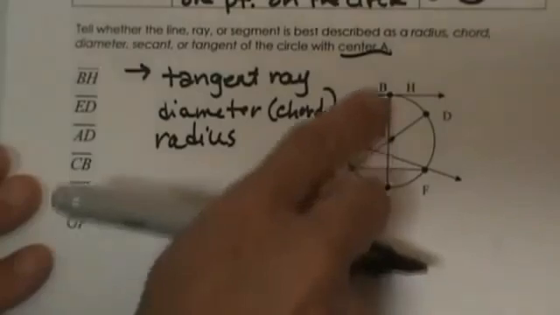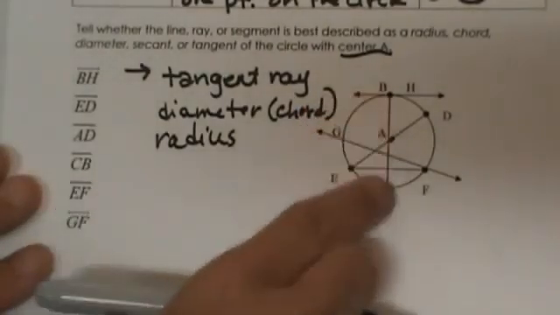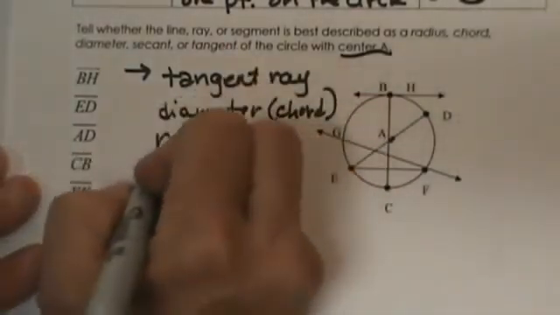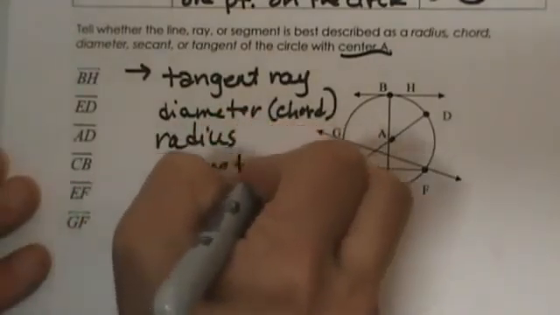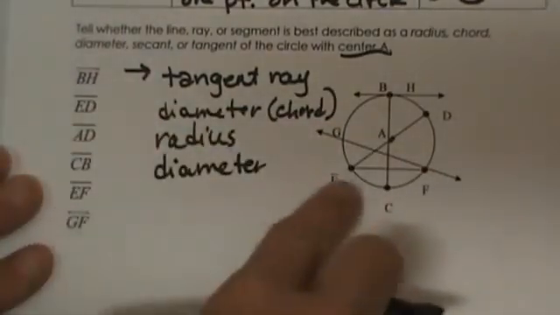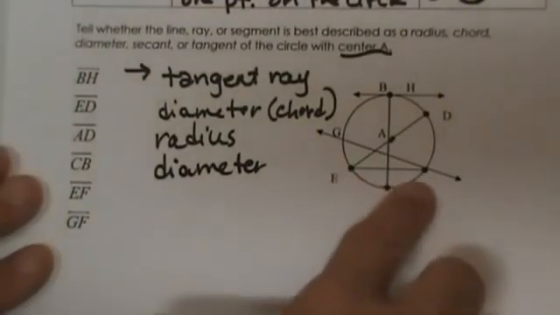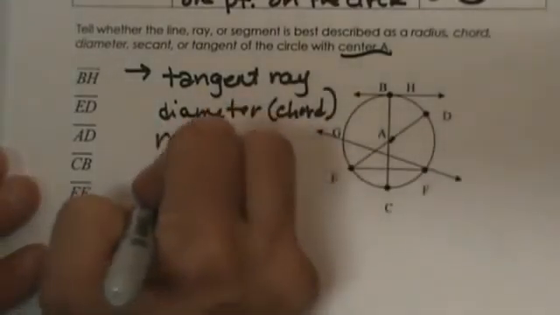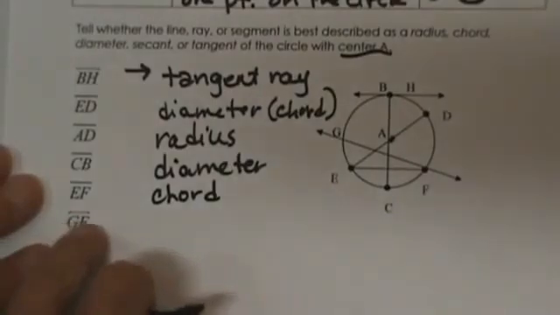CB, C to B. Both of those endpoints are again on the circle. Does it go through the center? Yes, it does. Therefore, it is also a diameter, just like ED was. How about EF? EF has endpoints on the circle, but notice it does not go through the center, so it is considered just a chord.